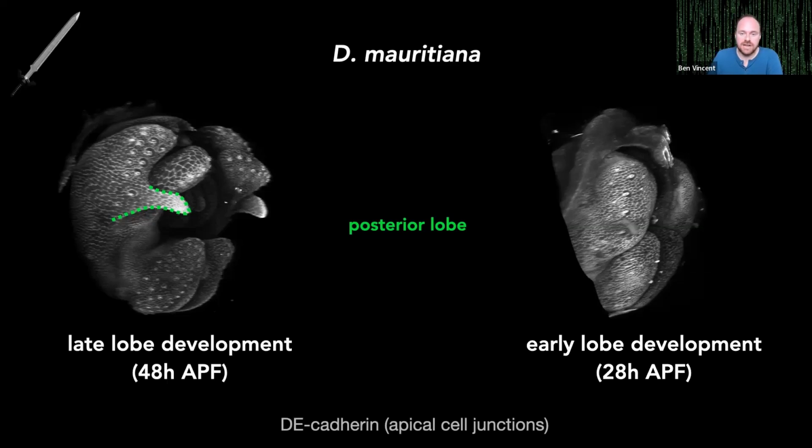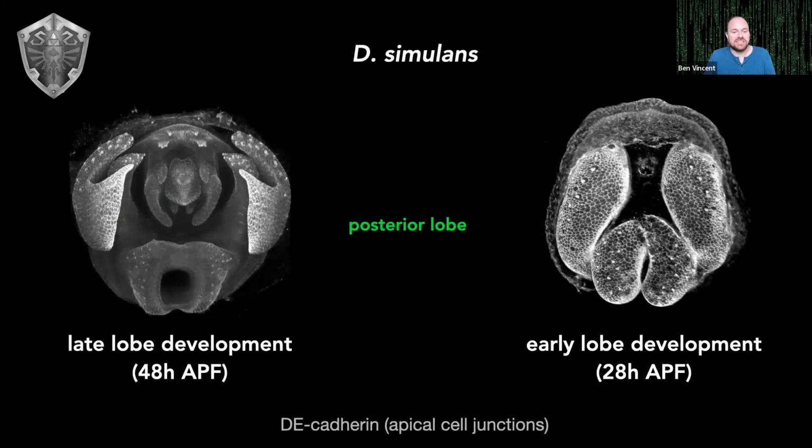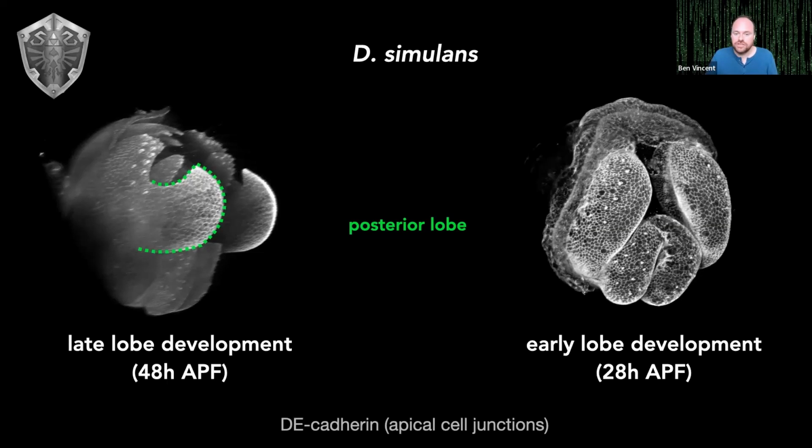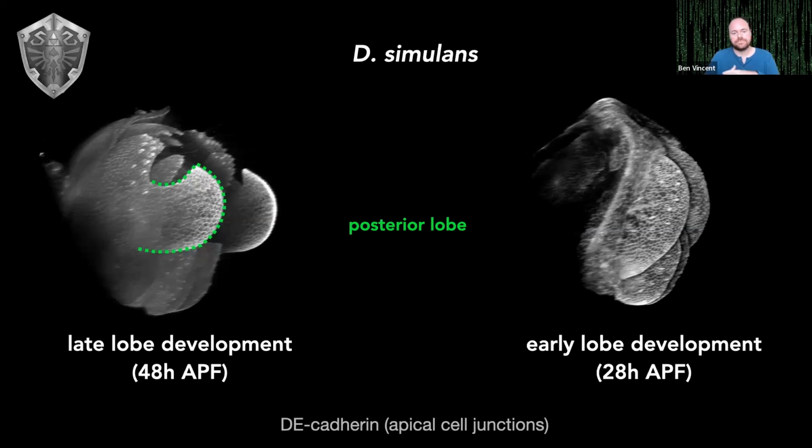So let's compare this with Drosophila simulans. As I rotate the simulans sample, you can see the shield projecting from the surrounding tissue. It's obviously much bigger than the sword. And at the same early time point, the shield hasn't yet started to form.